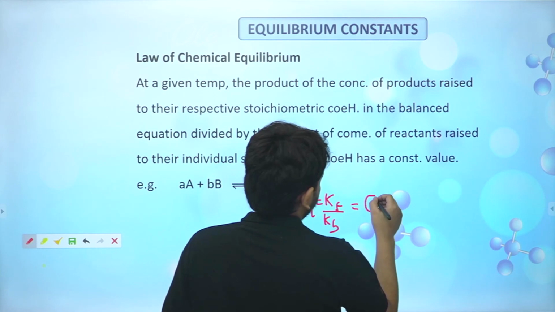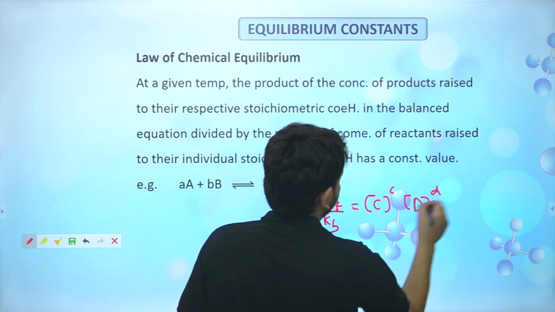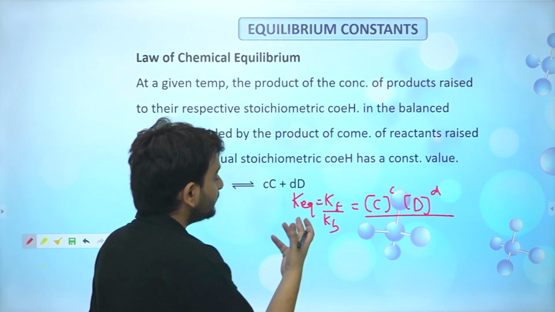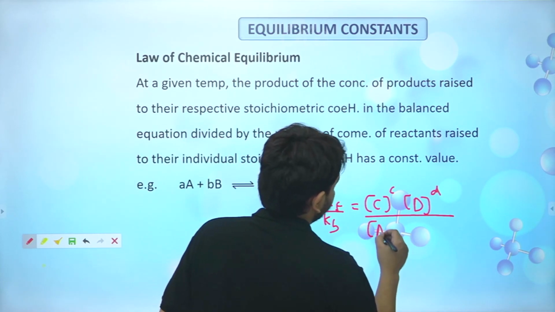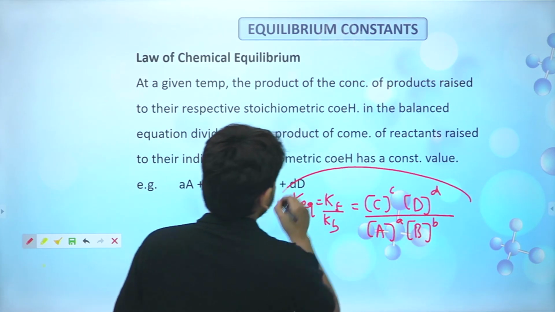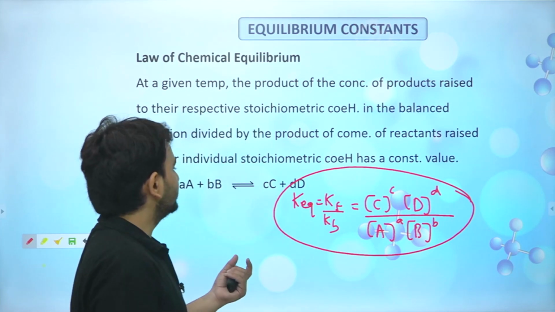So this is C raised to the power c, D raised to the power d, divided by the product of the concentrations of reactants raised to the power of their stoichiometric coefficients. So this will be A raised to the power a and B raised to the power b, right? I hope you've understood this very well. We've repeated this quite a few times.